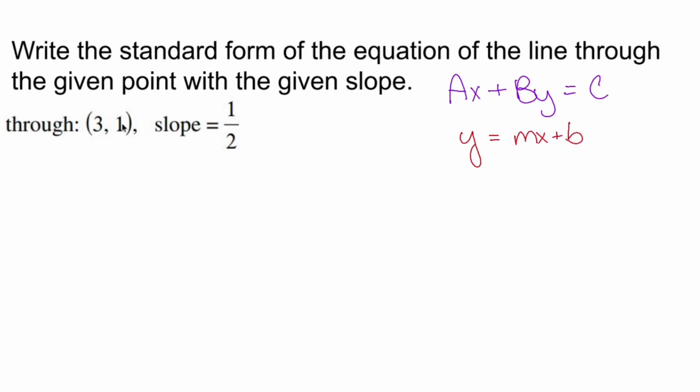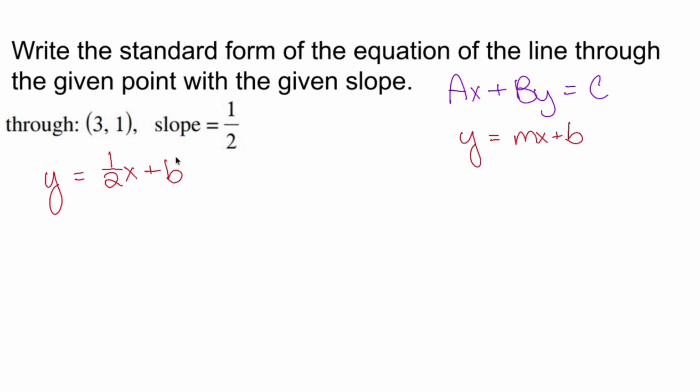So let's see what I have. I'm given a point and I'm given a slope. What I know is that when it's in slope-intercept form, the number in front of x is my slope. So far, y equals 1/2 x plus b. I know my slope is 1/2, so y equals 1/2 x plus b.